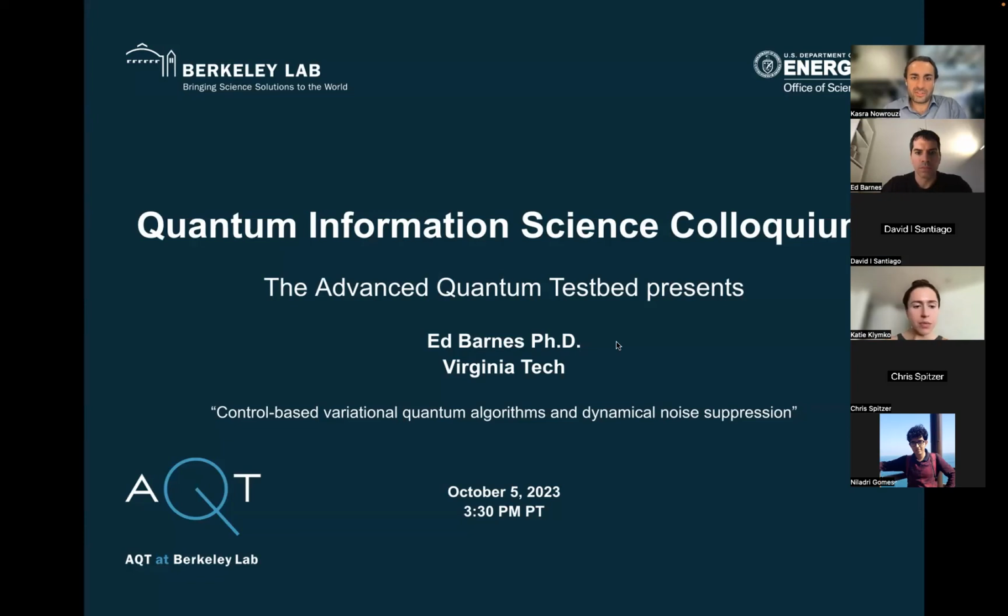Professor Ed Barnes is a professor of physics and Moore faculty fellow at Virginia Tech, where he has been since 2015. Prior to that, he held a postdoctoral position at the University of Virginia and a senior research associate position in both the Joint Quantum Institute and the Condensed Matter Theory Center at the University of Maryland. He earned a doctoral degree in physics from the University of California, San Diego in 2006.